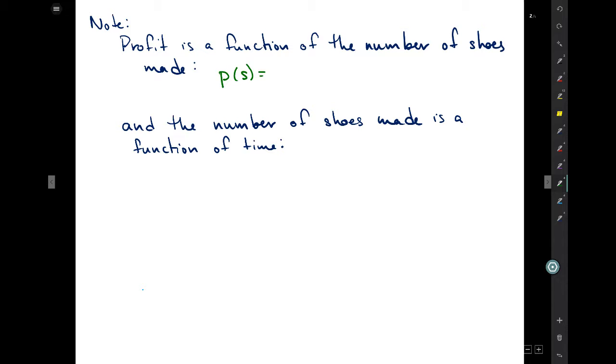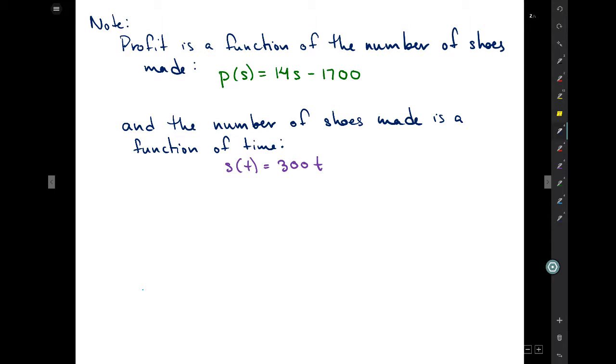And what if our function looks like 14S minus 1,700? We have some sort of overhead, $1,700, but we make $14 per shoe, and then our actual profit, we have to subtract that. Okay. Also, the number of shoes is a function of time. So maybe S of T is given by 300T. So for each day, I make 300 shoes.